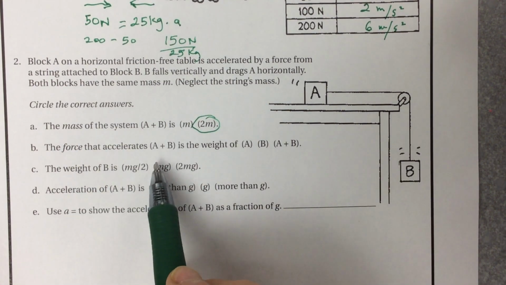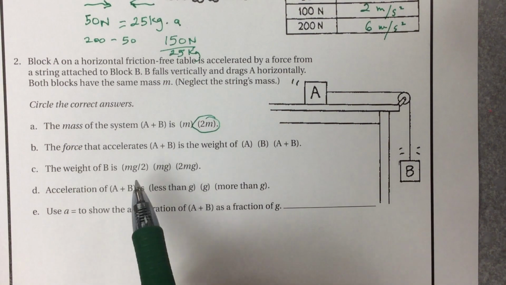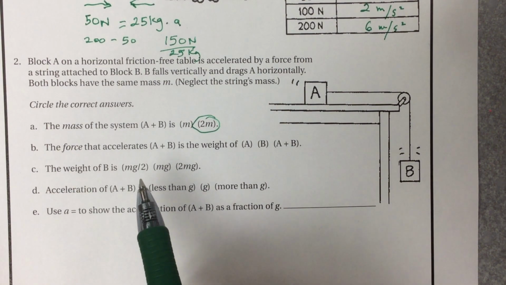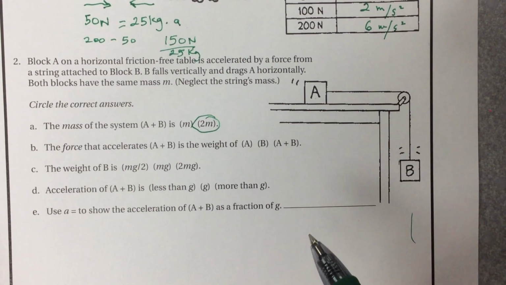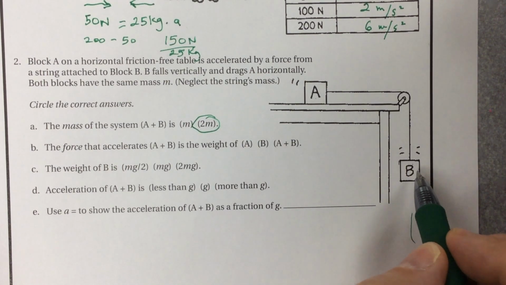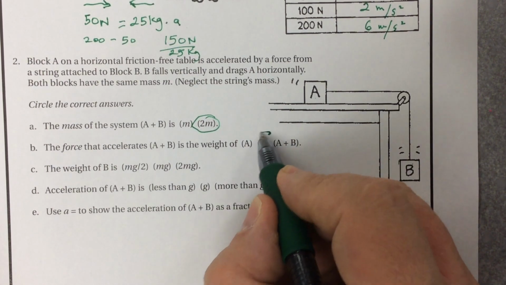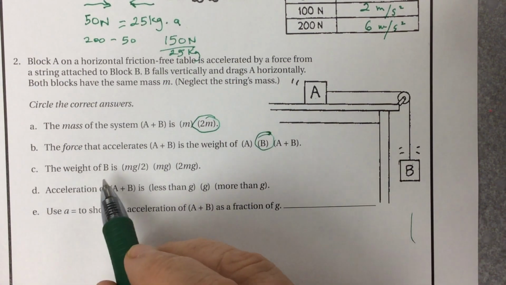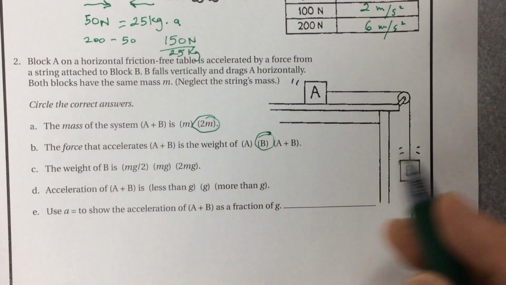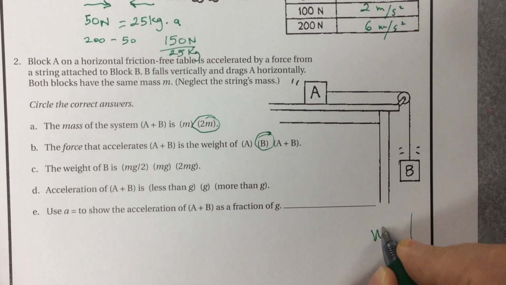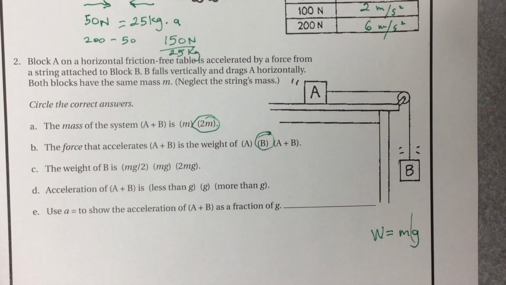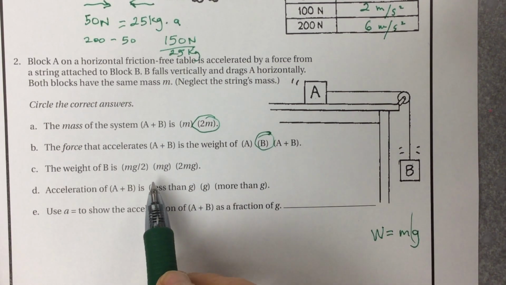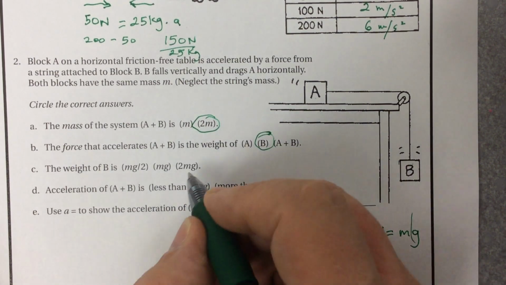The force that accelerates A and B is the weight of what? What's accelerating both of them? See, this one is accelerating down and this is accelerating out. What's causing it? What's the force acting that's causing it to move? It's the weight of B. Okay, it's the weight of B by itself. The weight of B is what? Now remember, weight, I think you actually should remember this. Weight is equal to its mass times the acceleration of gravity. Okay, so hopefully that's a choice. There it is. It's mg.